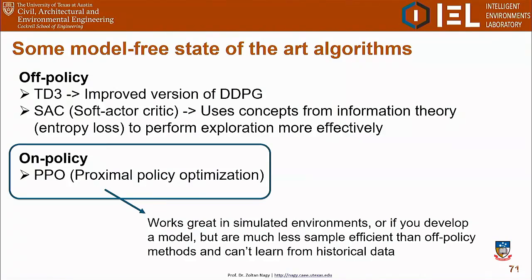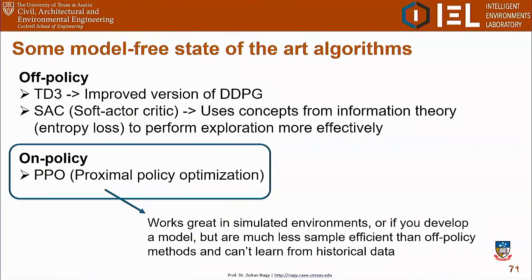as I mentioned earlier, it's an on-policy method, so it cannot really learn from historical data, and it's not as sample efficient as the off-policy methods. So it can work very well as long as we have some kind of a simulated model that we can train again and again. But if we want to learn in real time or from historical data, since it's not very sample efficient, then we would need to take so many actions over time in order to learn.